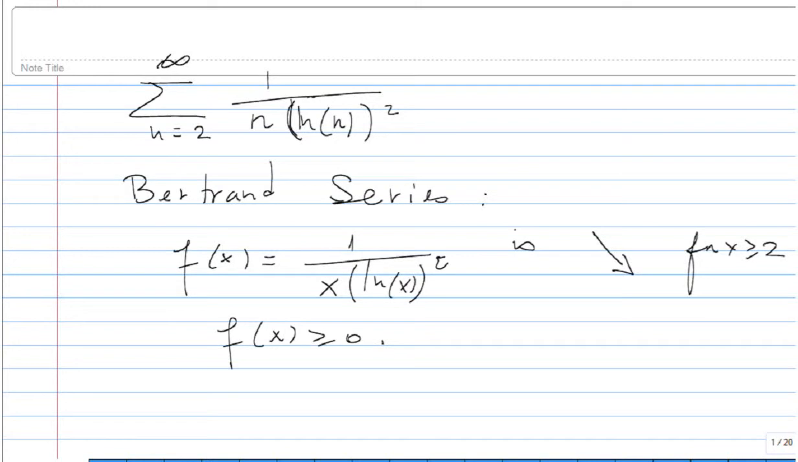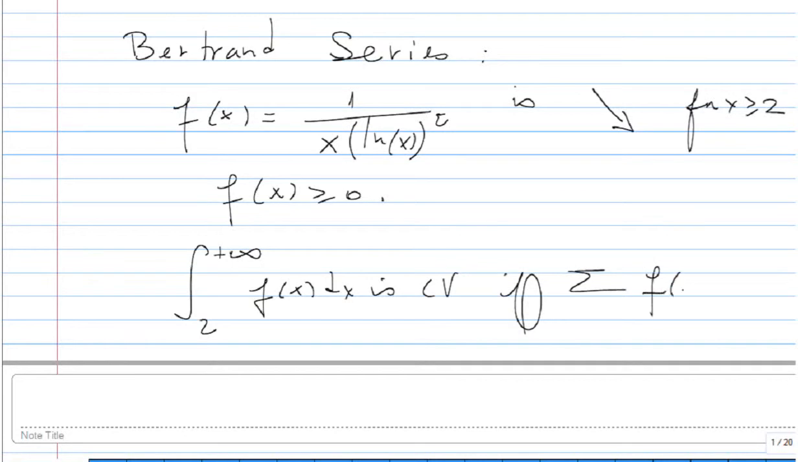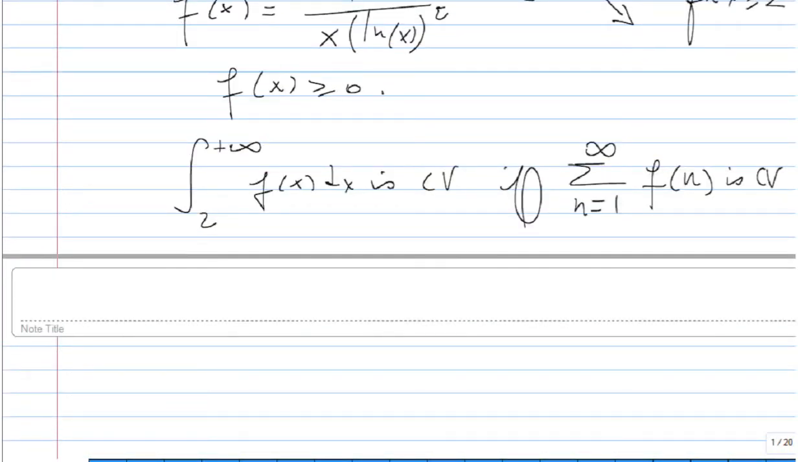So now we know from the integral test that the improper integral of f of x dx is convergent if and only if the series of f of n from 2 to infinity is convergent. This is by the integral test. So now let us pay attention to the improper integral.